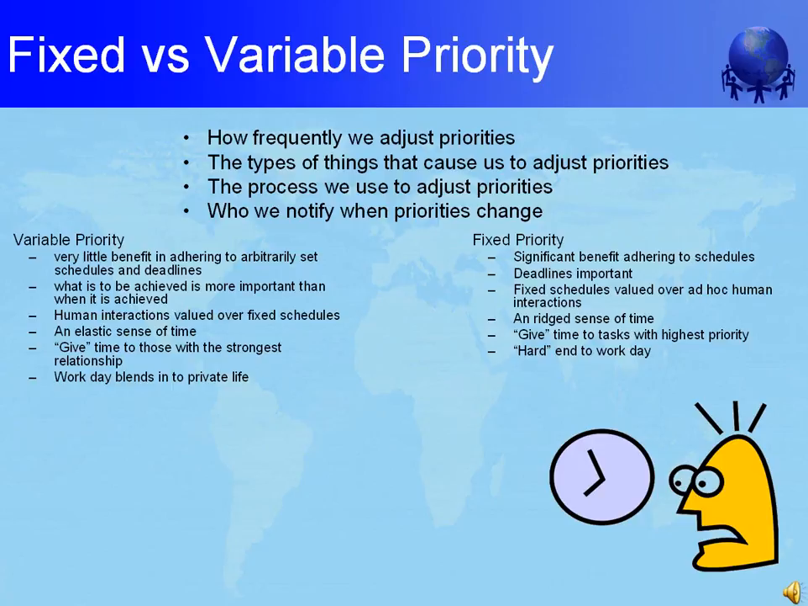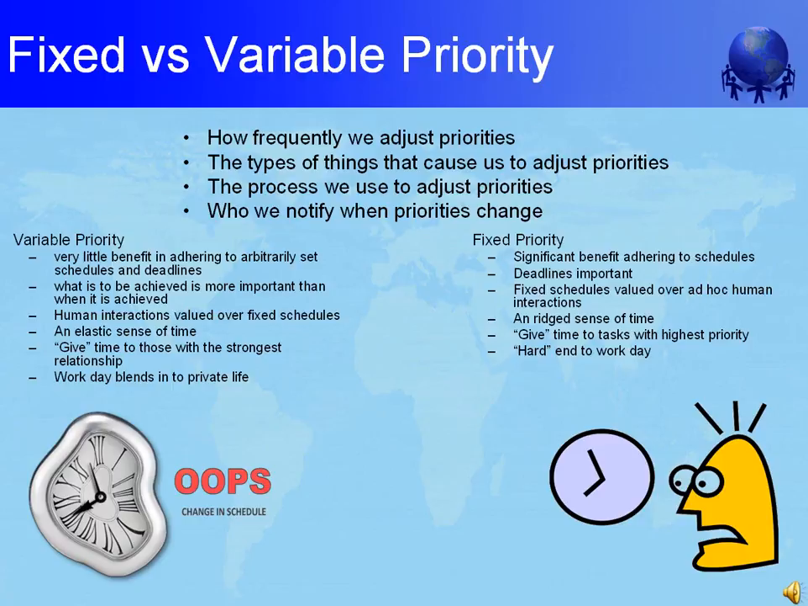Similar to fixed priority individuals, variable priority individuals may, though not always, set daily goals for themselves. But when such goals are set, people from these variable priority cultures have no expectation that the goals will be met within the normal workday.